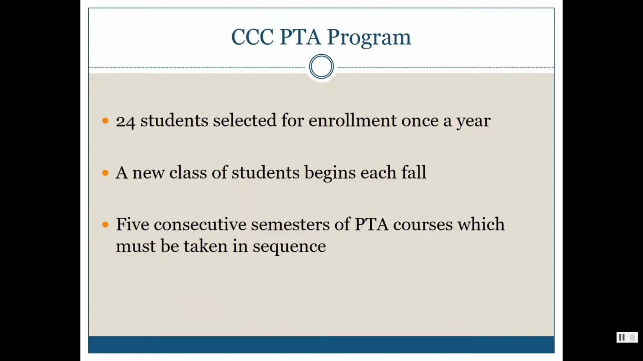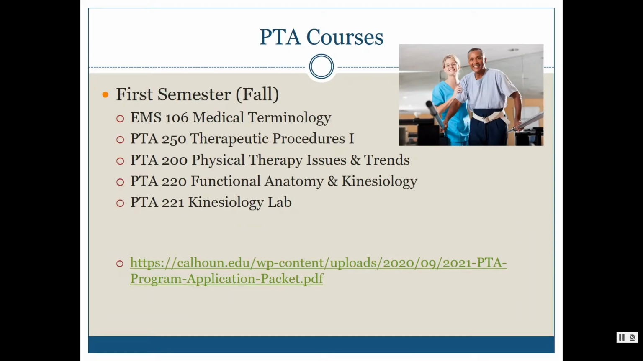Here at Calhoun, we accept 24 students each year into our PTA program. Those students that are accepted begin each fall. Our program is 5 consecutive semesters, and those PTA courses need to be taken in sequence over the 5 semesters. So the courses that are taken in the first semester are built upon in the next semesters. Now let's take a look at the curriculum for our program. I'm going to go through each of the semesters and give you a quick overview of what is involved in each of the classes so you can understand how our program is laid out.